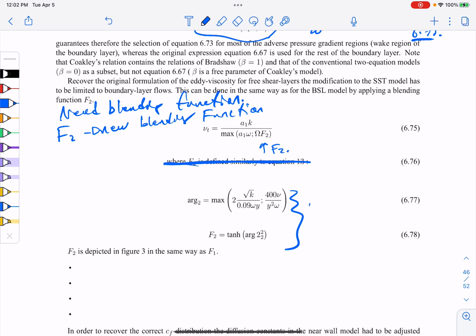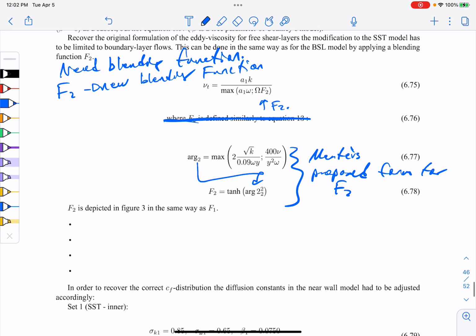And this is Menter's proposed form for F2, where here's an argument of it. And so this is just the form to blend F2. And in his paper, I left out figure 3 here, sorry about that, but that's in Menter's original paper. I think I put that in Canvas. If I haven't, I'll still do that.